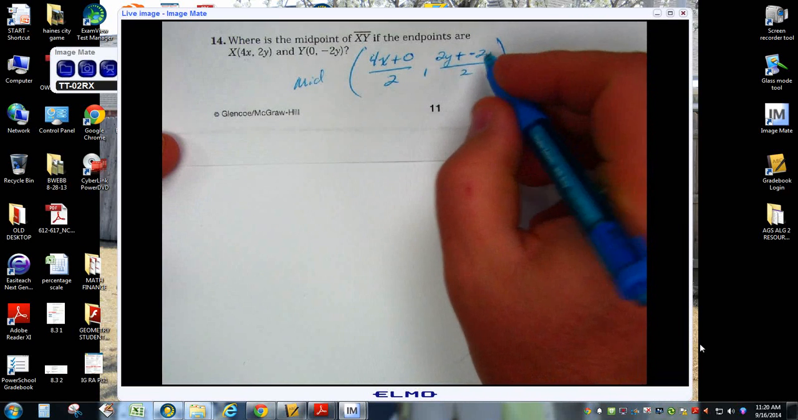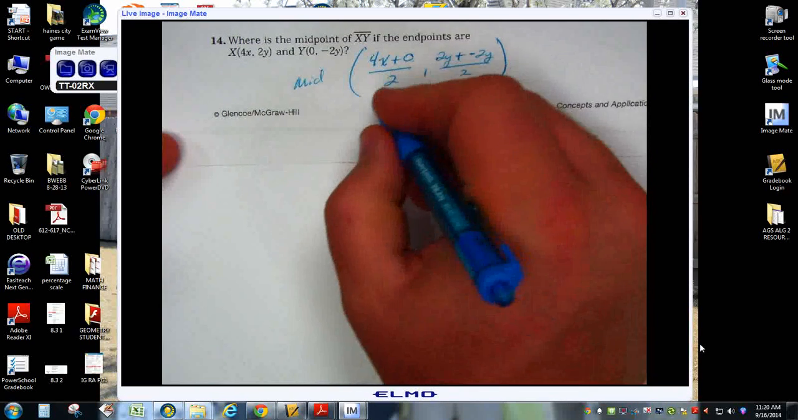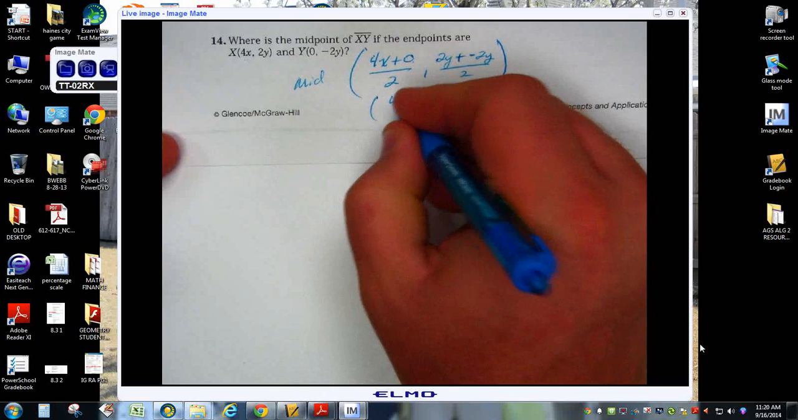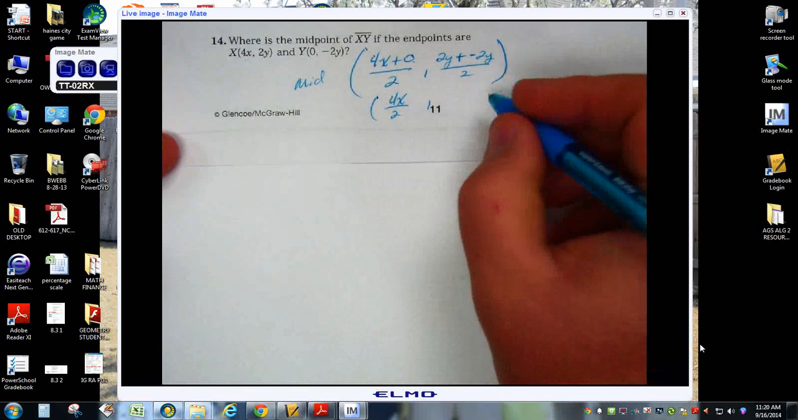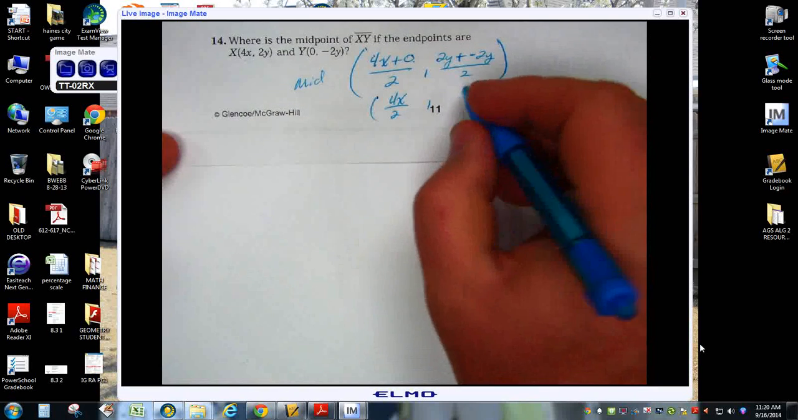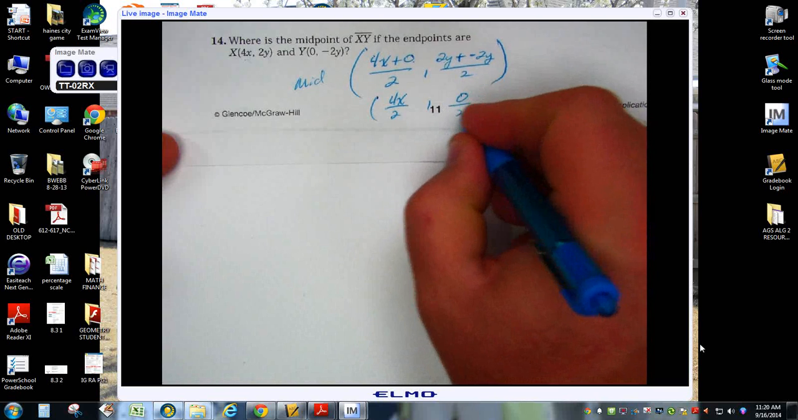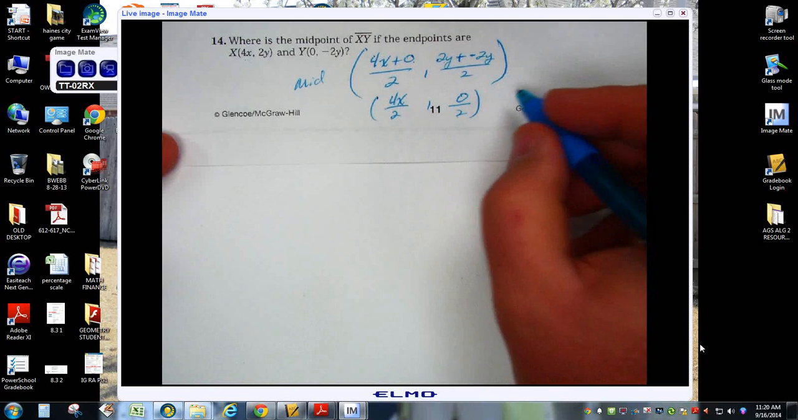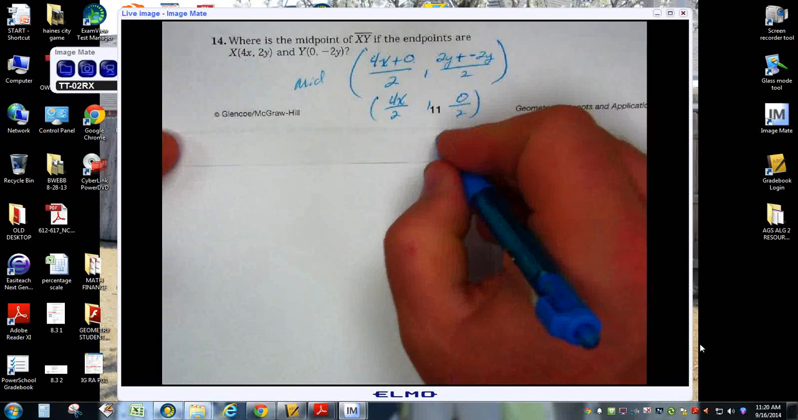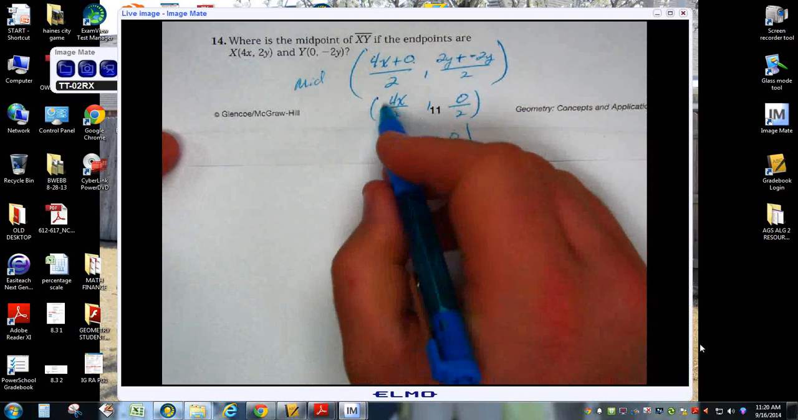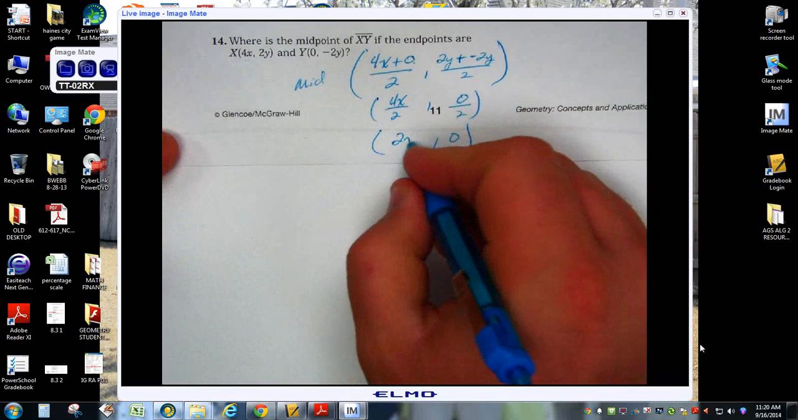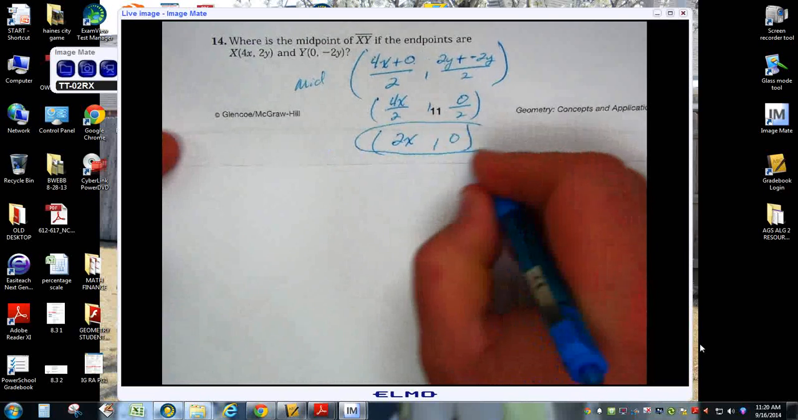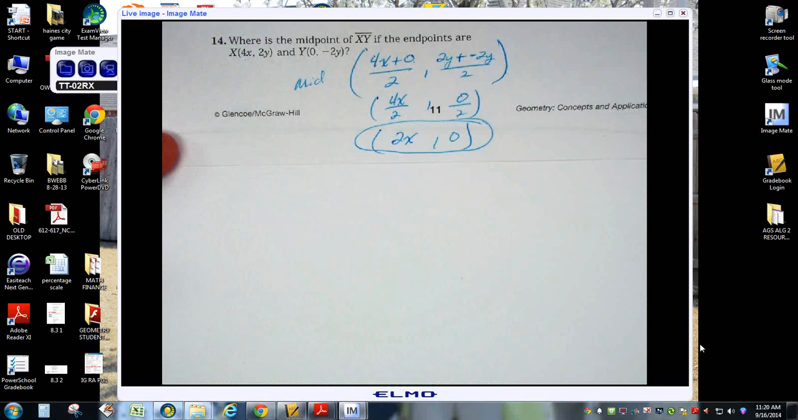Okay? Now, 4x plus 0 is what? Over 2, comma. What's 2y plus a negative 2y? 0 over 2. Well, anything over 0 over this would just be what? 0. What is 4x divided by 2? Guess what? There's where the midpoint is.